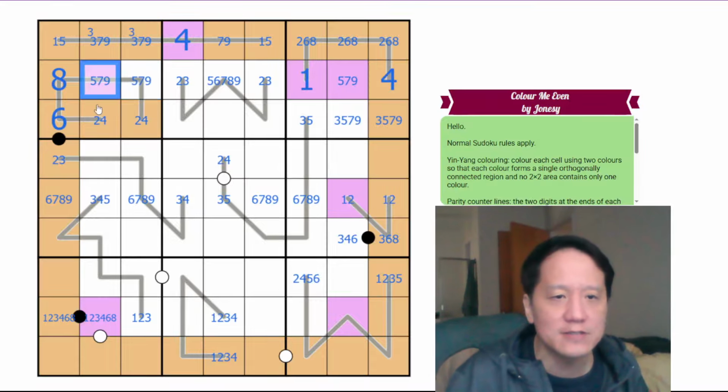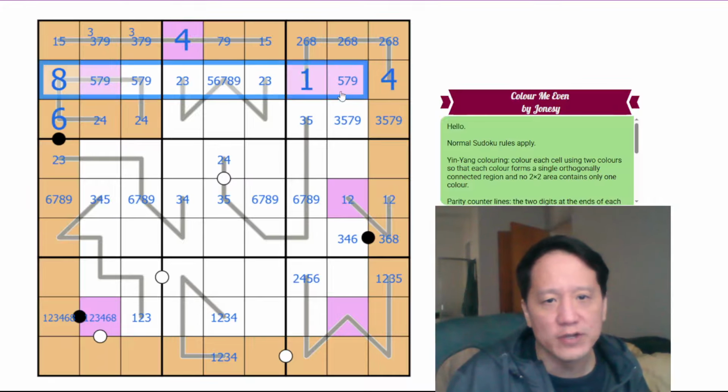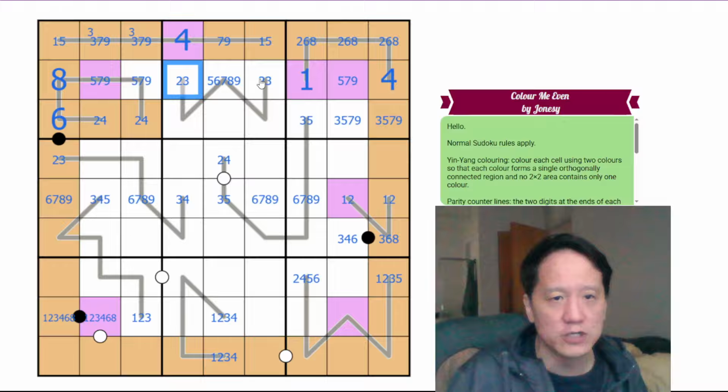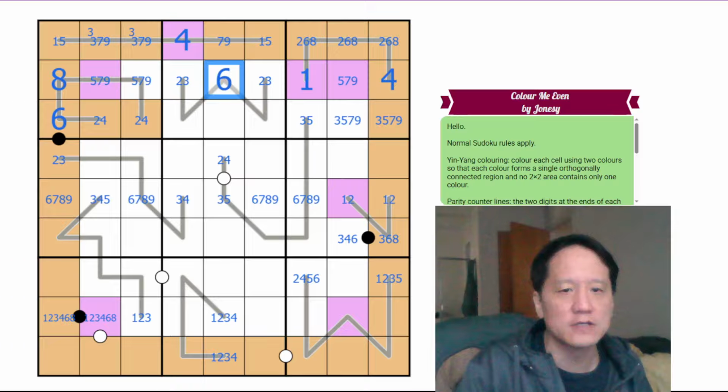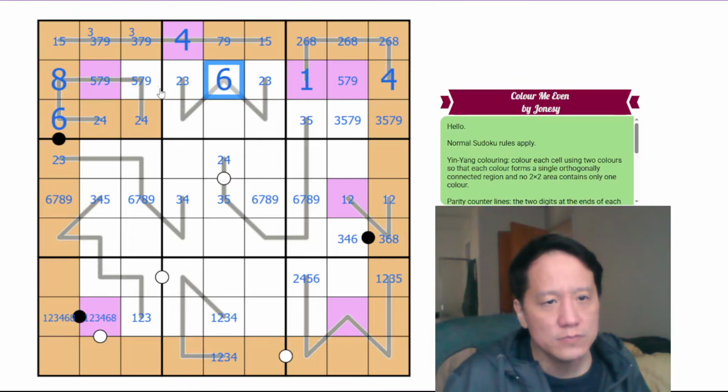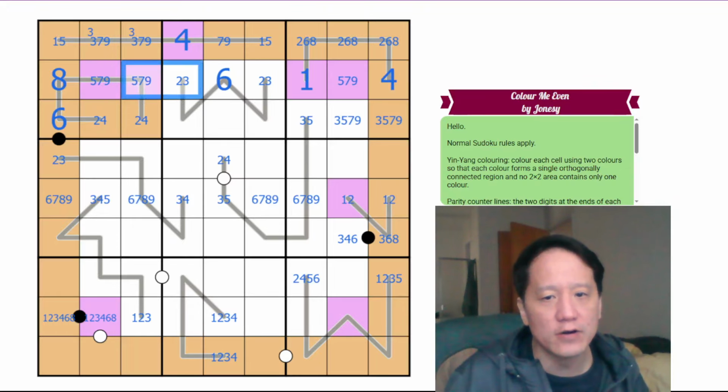And we have a 5, 7, 9 triplet in row 2, which eliminates 5, 7, 9 in the rest of the row. This can't be 5, 7, or 9. It's 6. So these are both pink. The pink has to exit out, otherwise it will not be able to form an orthogonally connected region.